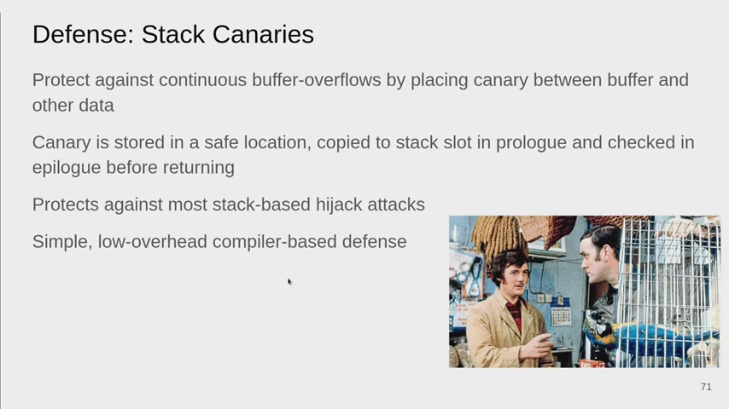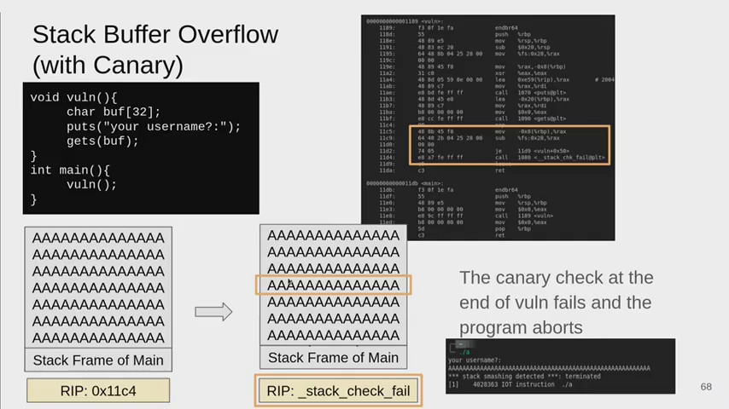Same question. It's not all zeros. It usually includes a zero plus a bunch of other things, but it's a semi-random value. So this is very, very effective. It protects against continuous buffer overflows by placing this canary between the buffer and any other data you have. It's usually stored in a safe location, so you compare the safe location with the value on the stack. If it's not the same, you abort the program, as you see here: stack smashing detected, terminated.